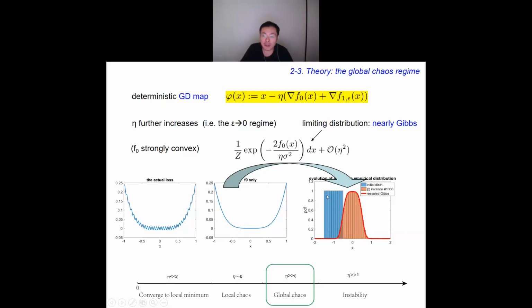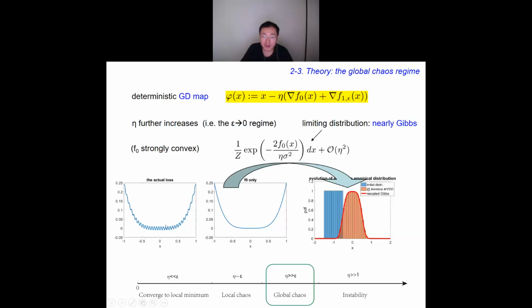You can start with arbitrary initial conditions, say this uniform distribution, and after sufficiently many iterations, you will converge almost to this limiting distribution. And it doesn't even depend on what your initial distribution is. So what this means is that if you iterate gradient descent in this potential landscape with a large enough learning rate, you don't even see these small bumps.